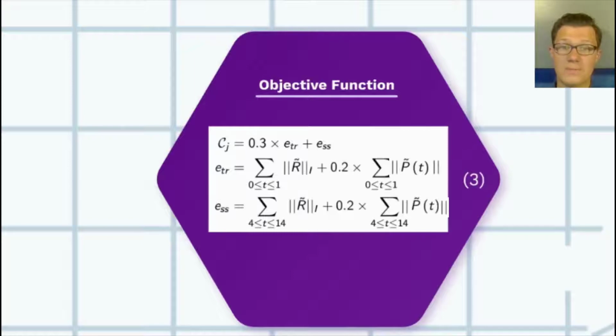This error is composed of two main components, which are the normalized value of the orientation and the normalized value of the position, and the weighing factor was selected based on a set of trials. Now let's go to the optimization.